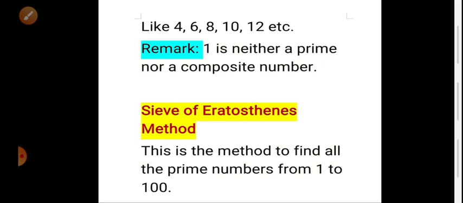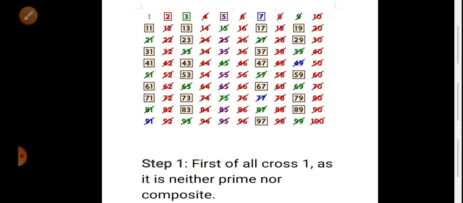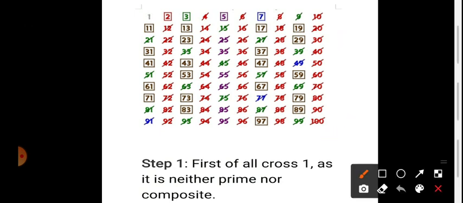Now, to find all the prime numbers from 1 to 100, we have a method known as Sieve of Eratosthenes. To find all the prime numbers between 1 to 100, we just make a table and write down all the numbers from 1 to 100. Now, the first step is to leave 1. We can leave 1 because 1 is neither a prime number nor a composite number. Now, the second number is 2. Encircle 2 and cross all the multiples of 2.